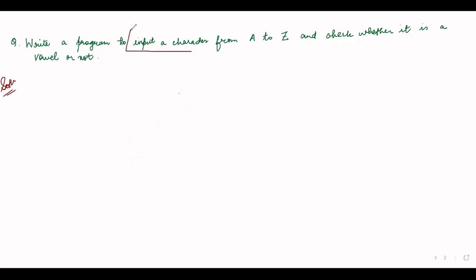I have to input a character first of all. This is not input a number, it is inputting a character. And then checking it, taking a decision. I have to take a decision whether it is a vowel or not. So I have to use if, and I will write the necessary condition.